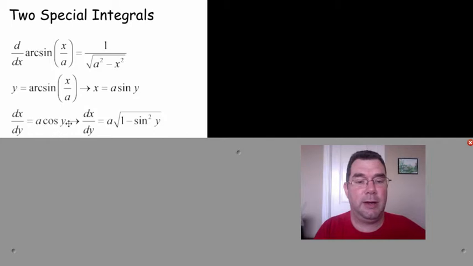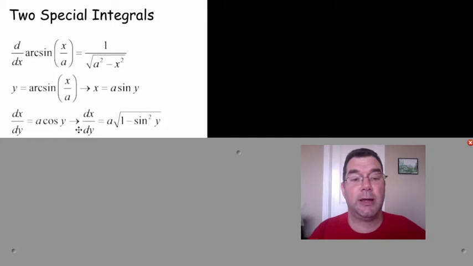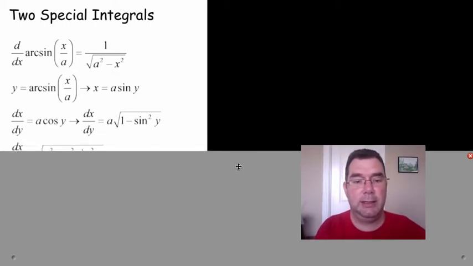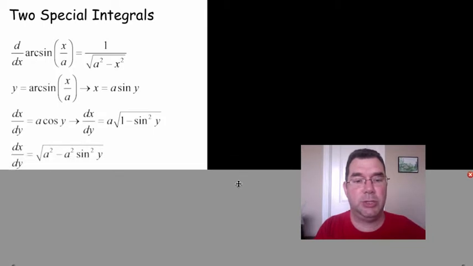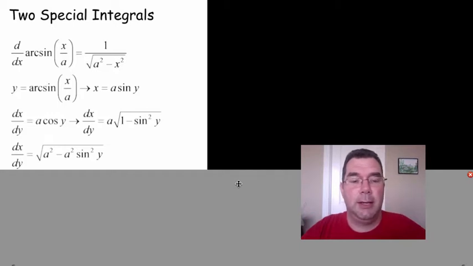And if I replace cosine of y, remember sine squared plus cosine squared equals 1, so I can replace the cosine of y with the square root of 1 minus sine squared y, just by using that identity. The only reason I do that is so that I can make another substitution later on. So if I have a times that square root, that's the same thing as having the square root of a squared times that root. So I multiply the square root of a squared times the square root of 1 minus sine squared, and I get the square root of a squared minus a squared sine squared y.